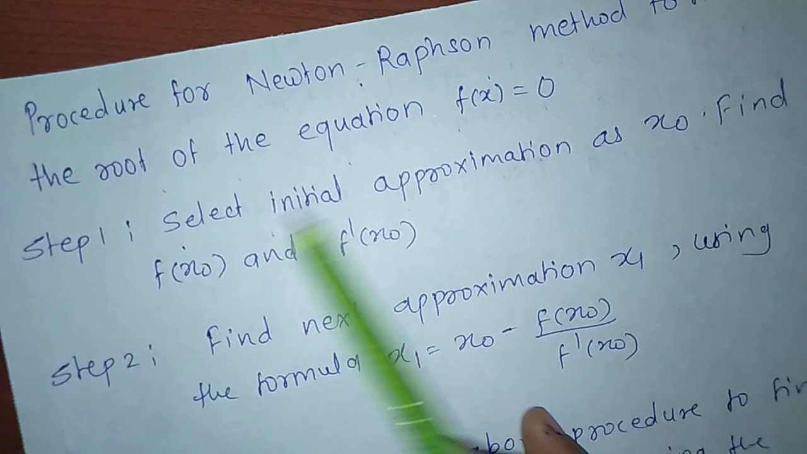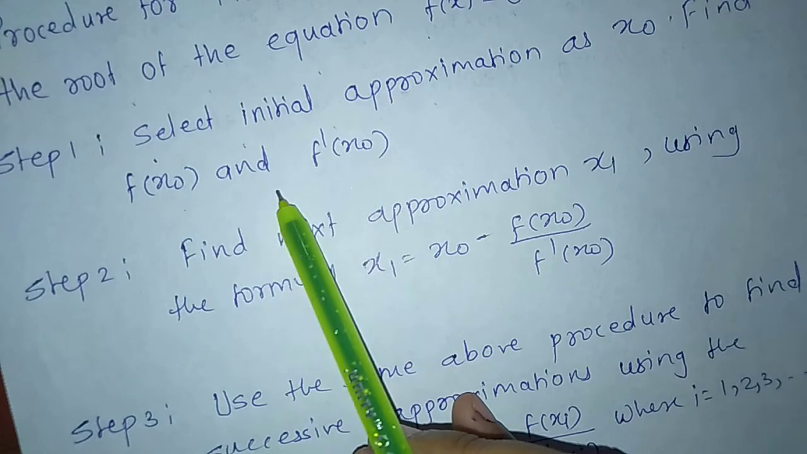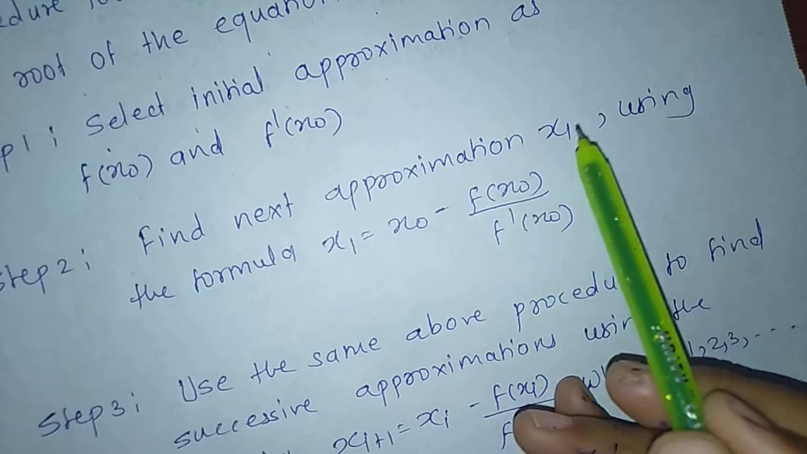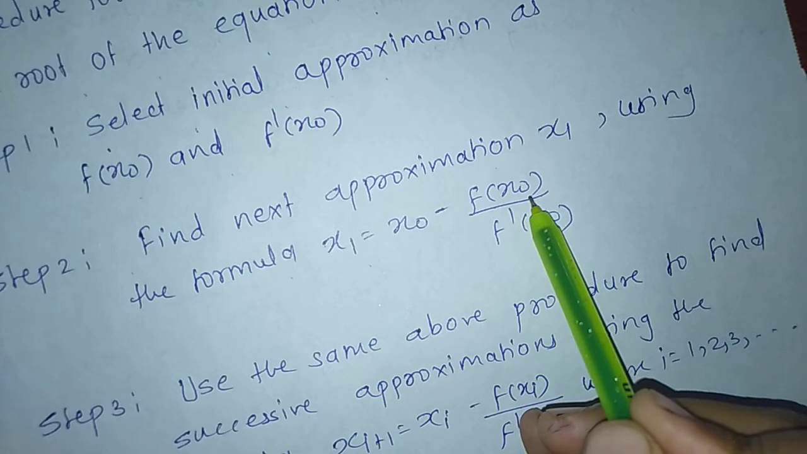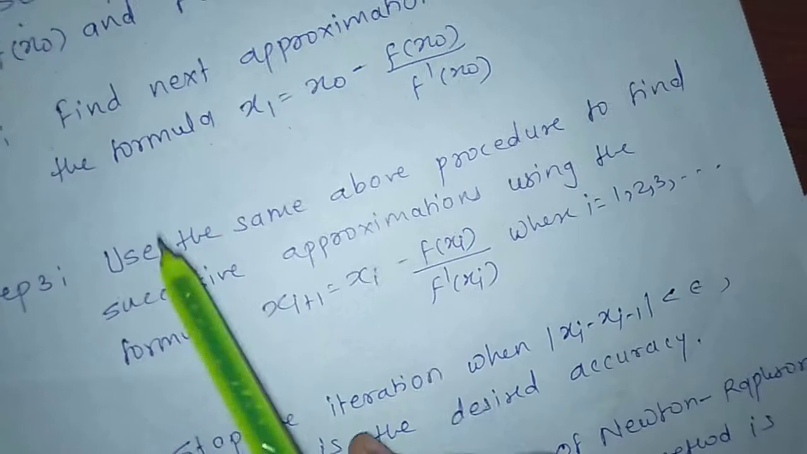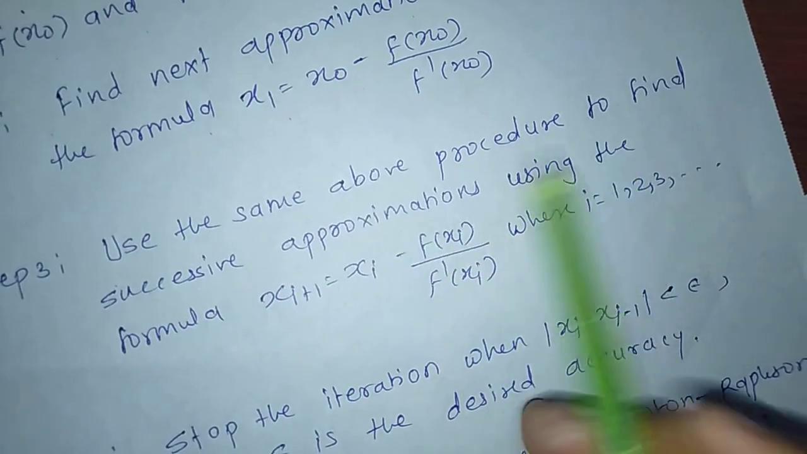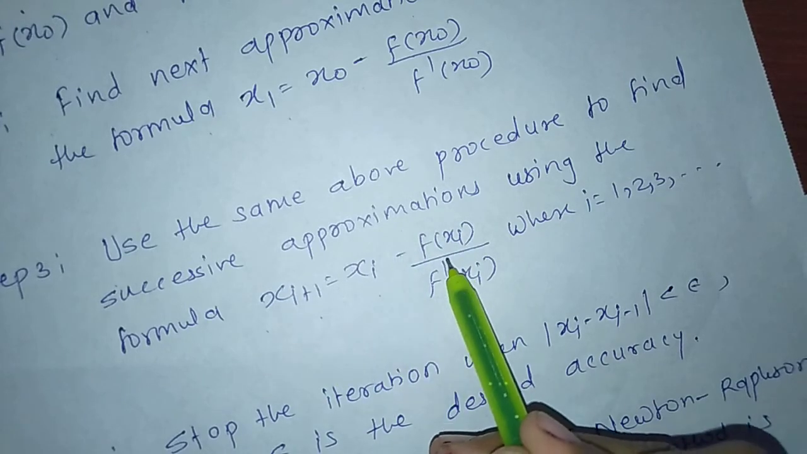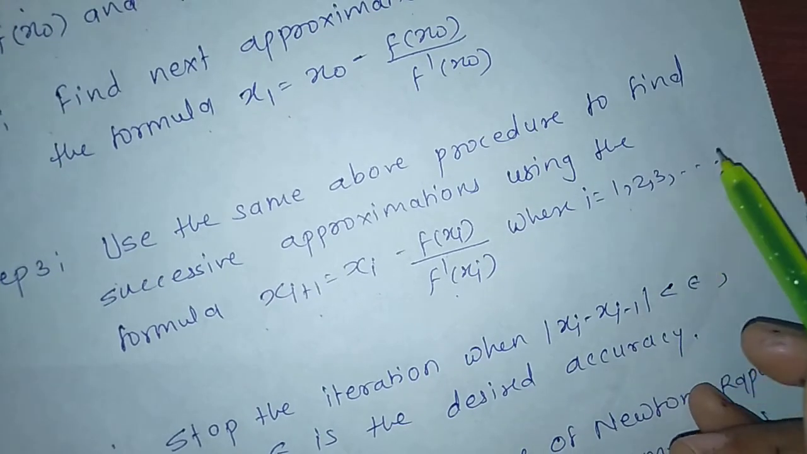Step first, select initial approximation as x naught. Find f of x naught and f dash of x naught. In step second, find next approximation x1 using the formula x1 equal to x naught minus f of x naught upon f dash of x naught. In step third, use the same procedure to find successive approximations using the formula x i plus 1 equal to x i minus f of x i upon f dash of x i, where i equal to 1, 2, 3 and so on.